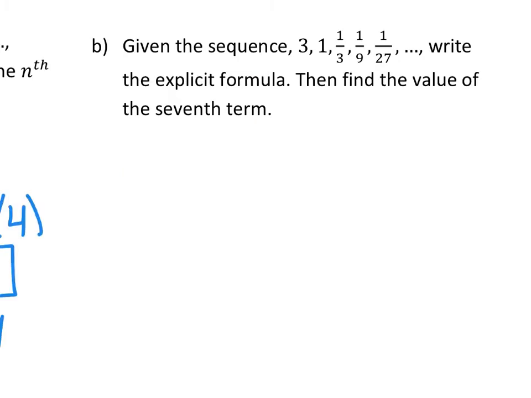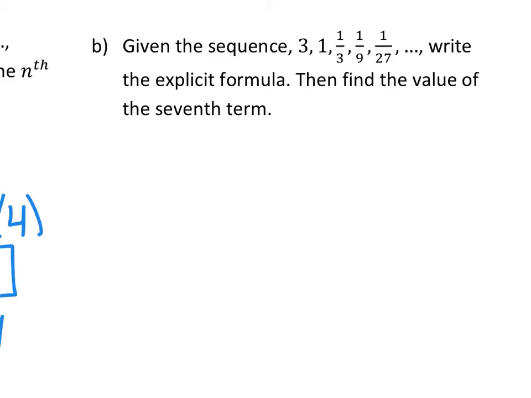Letter B, given the sequence 3, 1, 1/3, 1/9, 1/27, write the explicit formula. Then find the value of the 7th term. So not only are we finding the formula, we are also finding the 7th term. Again, I can just continue the pattern, but I'll show you how to use your formula to find that term.